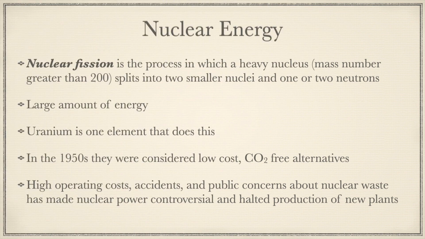So nuclear fission is the process in which a heavy nucleus with a mass number greater than 200 splits into two smaller nuclei and one or two neutrons. Then those neutrons will hit other nuclei of other heavy atoms and cause them to undergo fission as well. And this releases a large amount of energy. Uranium is one element that does this.